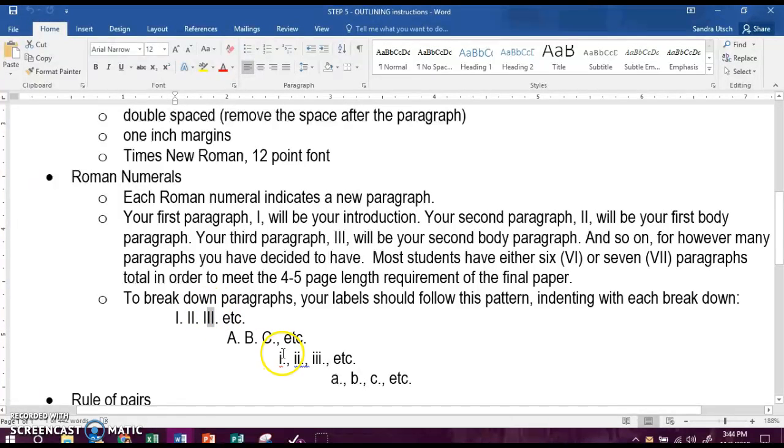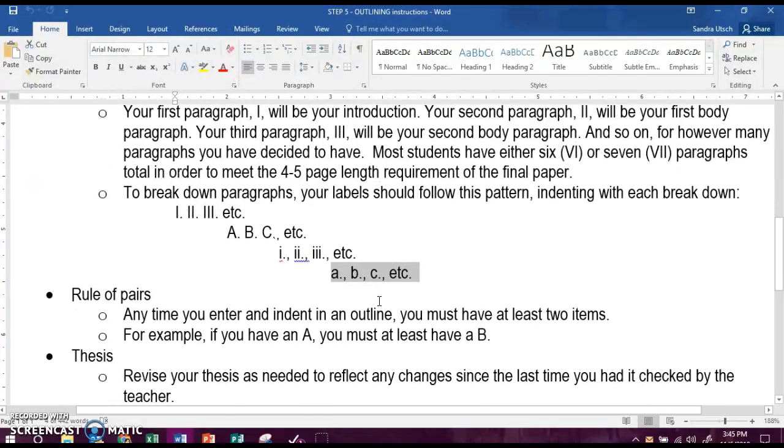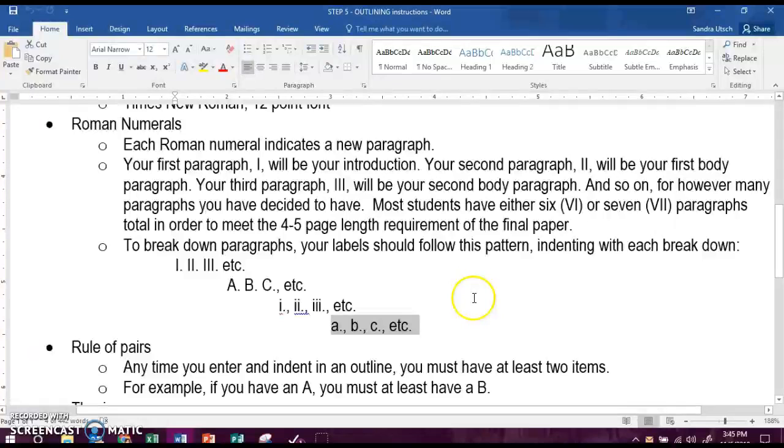It follows a pattern. Your outermost level is Roman numeral. Your next level is capital letters. Your next level, if you go in that far, is lowercase Roman numerals. And then your final would be lowercase letters, but almost nobody breaks things down quite that far, because breaking things down becomes a different sort of issue. And that is something called the rule of pairs.